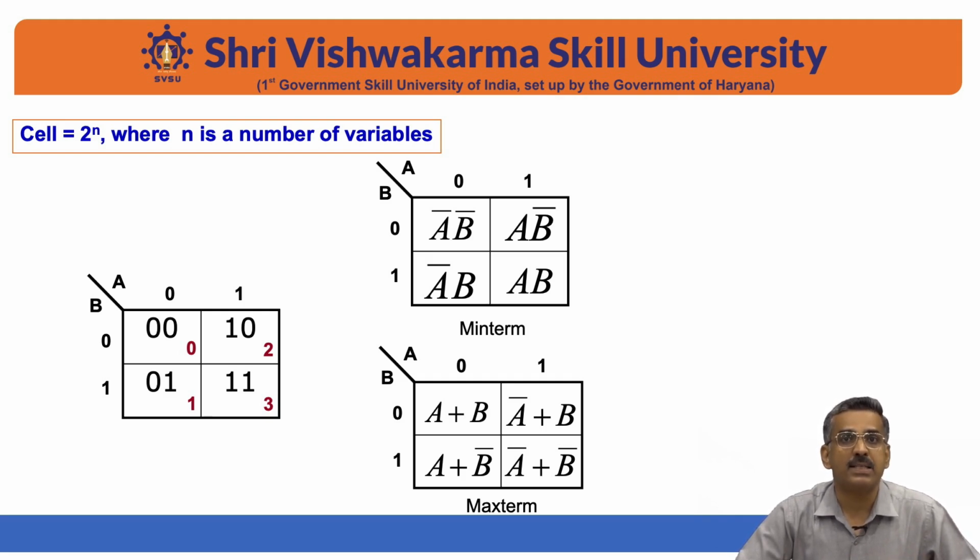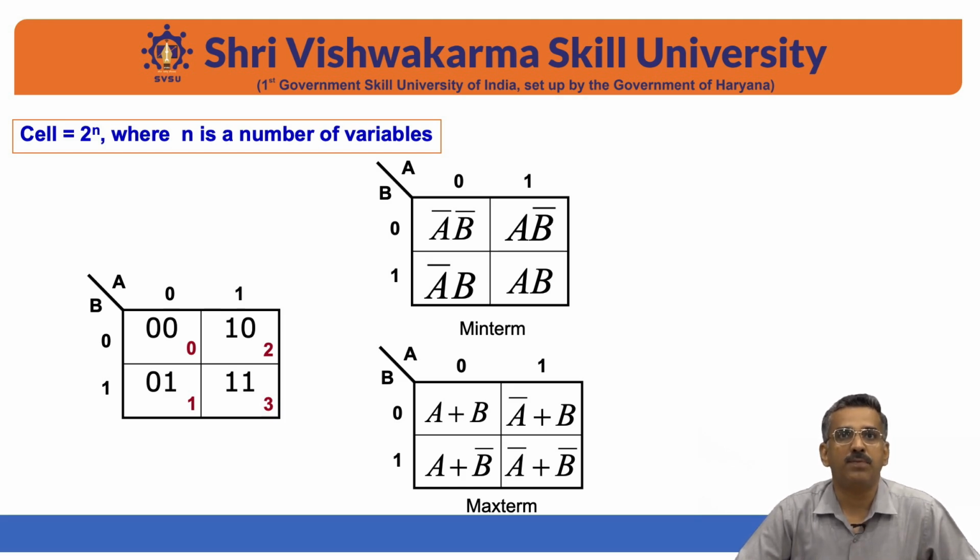Now let us discuss the case of 2 variables. For 2 variables, we will have a K-map table of size 2 raised to power 2. That means we will require 4 cells for the K-map table, which can be shown like this. If we are using the min terms, we will use the product terms, A into B. If we are using the max terms, we will use the sum terms, that is A plus B, which has been incorporated in this K-map table.